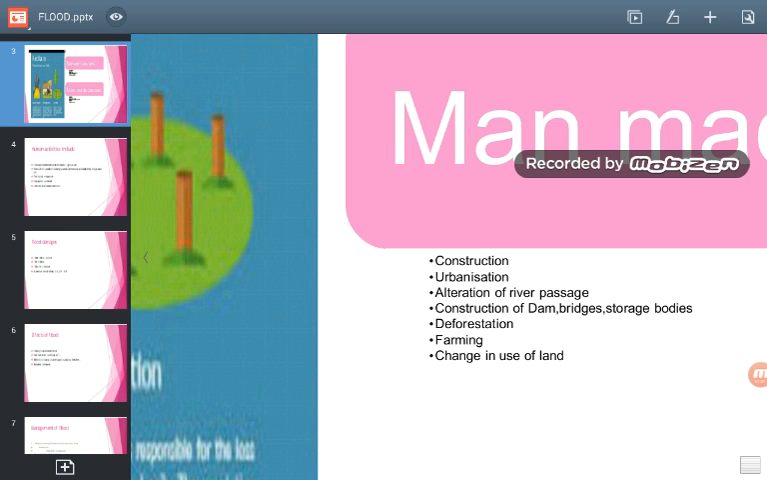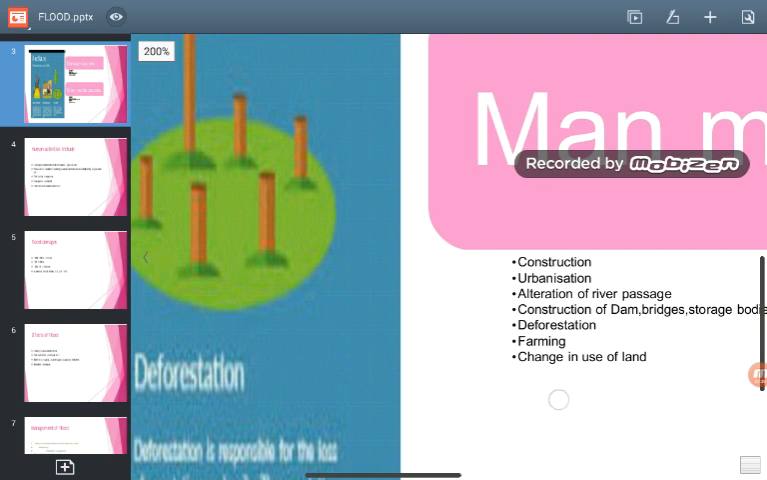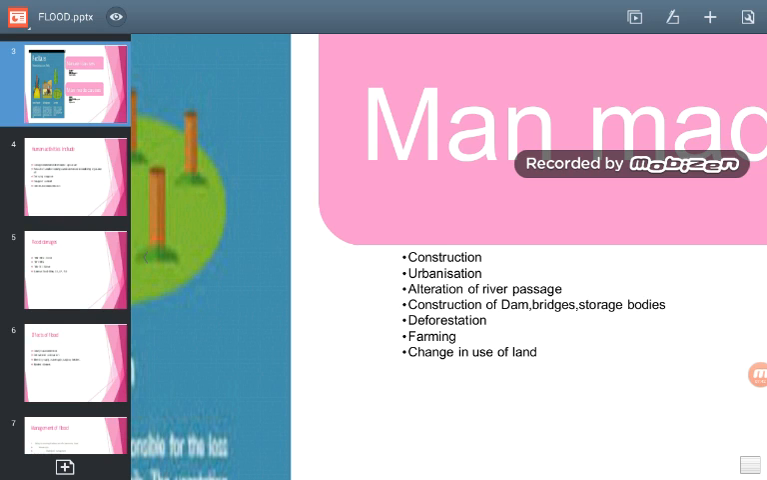So you can say that maybe due to urbanization, due to the alteration of the river passage. रिवर का जो पाथ है उसमें क्या होता है, बदलाव होता है, और it always takes a new path for the flow. Next is construction of dams, bridges, storage bodies, etc. So हम उसमें कंसिडर कर सकते हैं डैम के कंस्ट्रक्शन होने के कारण हम क्या करते हैं, lot amount of water is stored in the dam, and sometimes due to the disruption or certain, you can say that डैम में कुछ भी प्रकार का अगर समझो कोलैप्स हो जाता है, it causes the flooding.